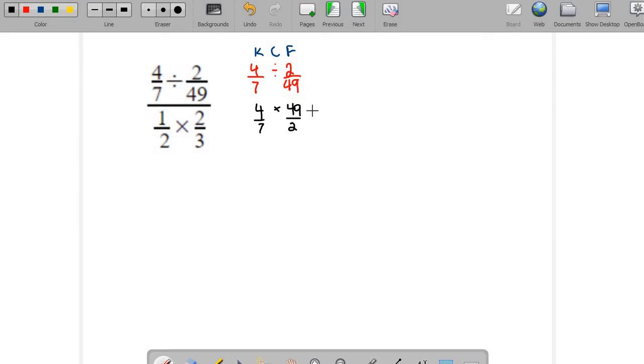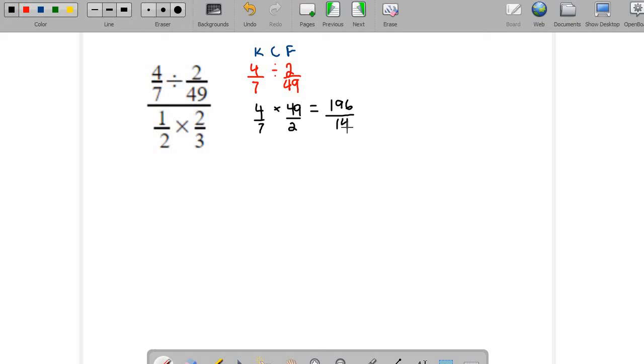Okay, now we're multiplying two fractions, and we know how to multiply two fractions. So we're just going to multiply the numerators and the denominators. Okay, so 49 times 4 is giving me 196, and 7 times 2 would be 14.